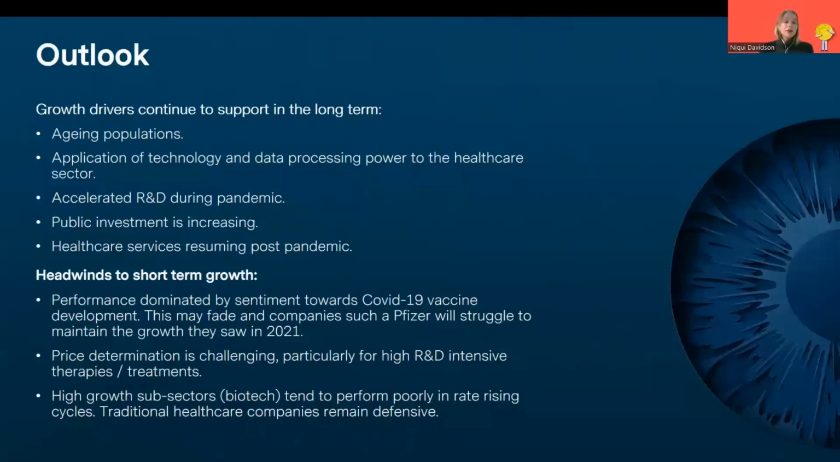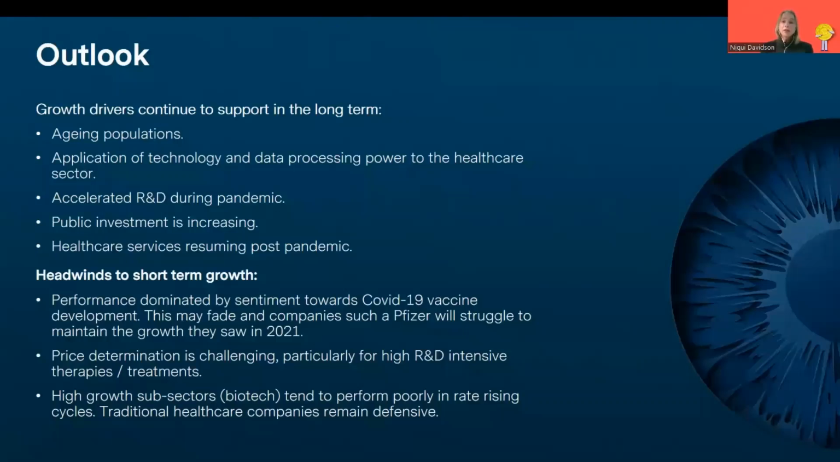In addition, there is expected to be a lot more innovation in the healthcare space. I've already mentioned that we're quite excited about the potential that genomics and gene therapies have for the healthcare sector, but there are a number of other exciting developments as well. There's going to be a lot of growth from innovation and the application of technologies such as data processing when applied to the healthcare sector. I've mentioned that public investment will increase as populations age.